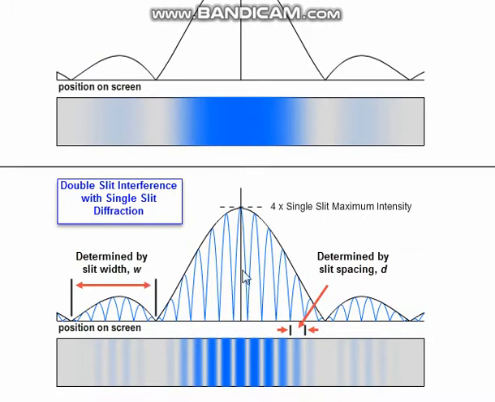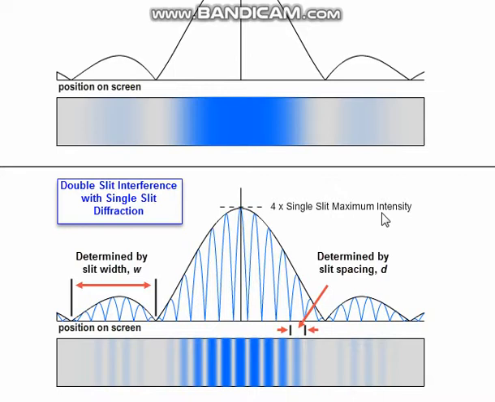Okay, and you can also see that on this axis there is intensity. Intensity is 4 times multiple of the single slit maximum intensity. What is the single slit maximum intensity? The single slit maximum intensity is given by I naught. I naught is equal to capital A square.